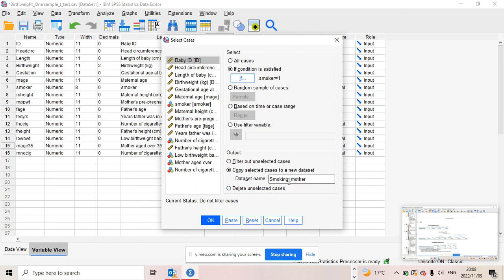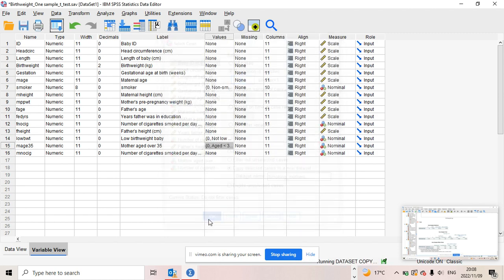We are putting this underscore so that it will be acceptable, because labeling a variable has its own rules. For example, you cannot put a space between the two words. So yes, that has been done. Then you click OK.